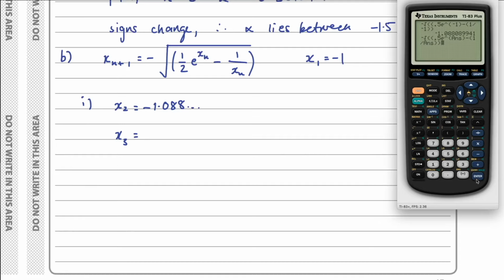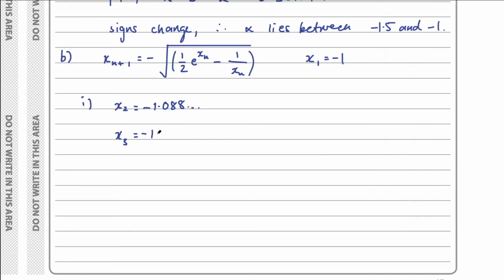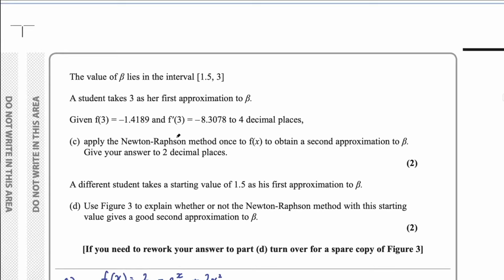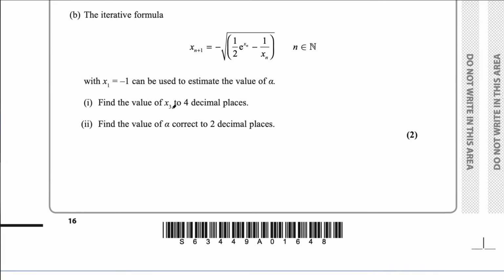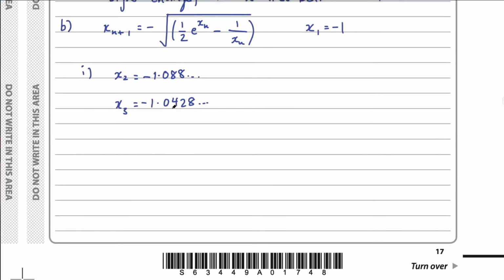Okay, so let's go ahead and find the value of x sub 3. That's negative 1.0428. So I'll just write down those first 5 figures. So negative 1.0428. And the question said round off to how many? 4 decimal places. Well, actually, I've basically already done that, but let's just write that as negative 1.0428 rounded off. Okay, so we found x sub 3.